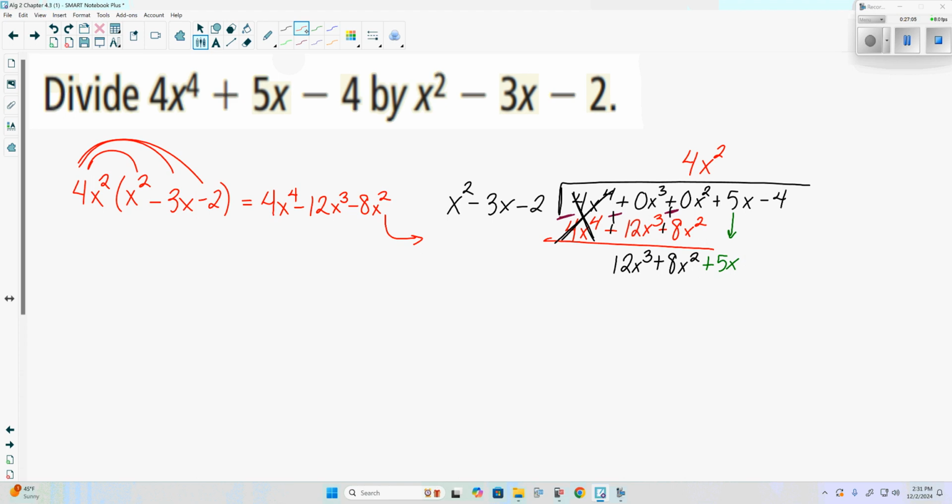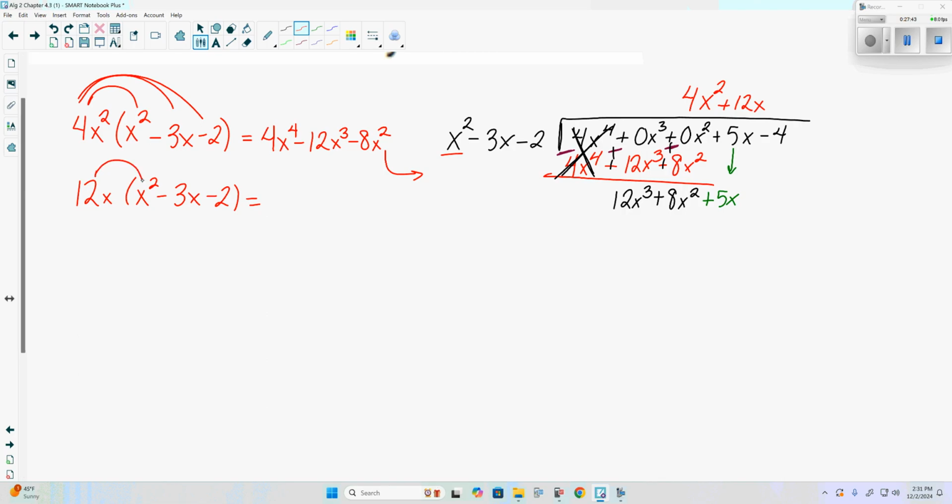Questions on this so far? Questions on anything we've done so far? And we repeat the steps again. What times x squared gives us 12x cubed? Which is going to be positive 12x. Because to go from 1 to 12, we have to multiply by 12. To go from x squared to x cubed, we need to multiply by x. So we have 12x times x squared minus 3x minus 2.